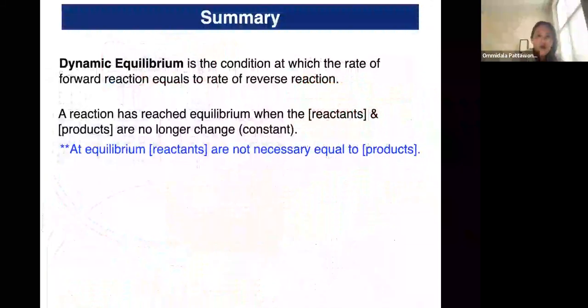All right, as a summary of dynamic equilibrium, it's not static. It happens back and forth all the time. It happens when the rate of the forward equals the rate of the reverse. And when dynamic equilibrium has been reached, you are going to observe that the concentrations of the reactant and the product are no longer changing. However, these concentrations are not necessarily equal to each other.